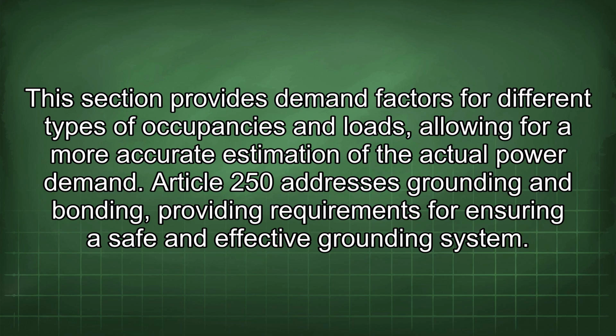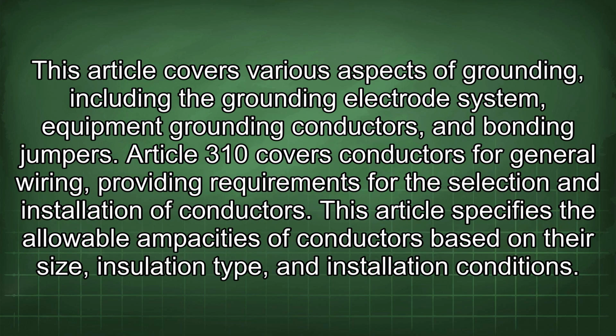This section provides demand factors for different types of occupancies and loads, allowing for a more accurate estimation of the actual power demand. Article 250 addresses grounding and bonding, providing requirements for ensuring a safe and effective grounding system. This article covers various aspects of grounding, including the grounding electrode system, equipment grounding conductors, and bonding jumpers.